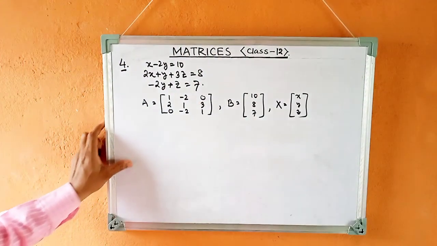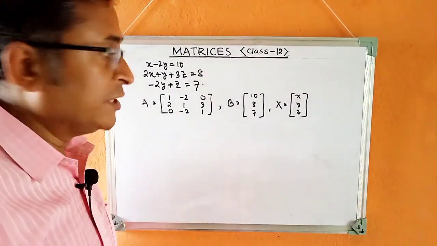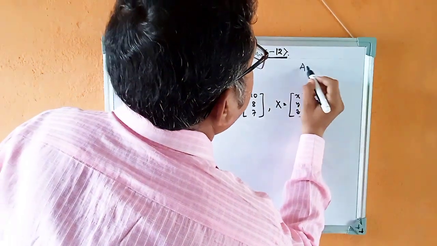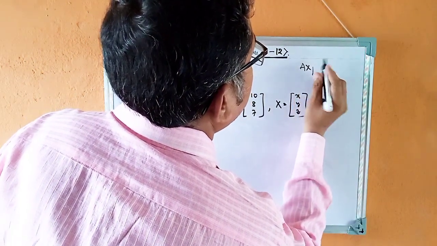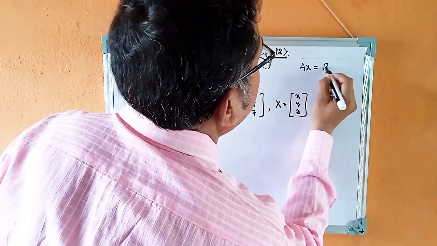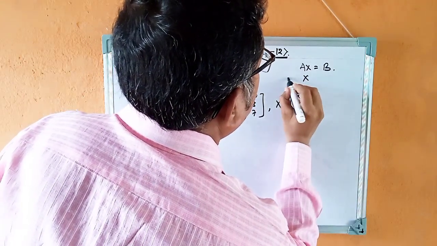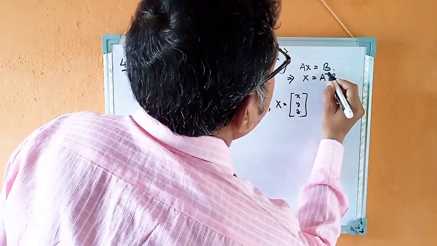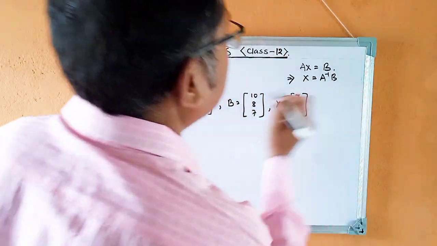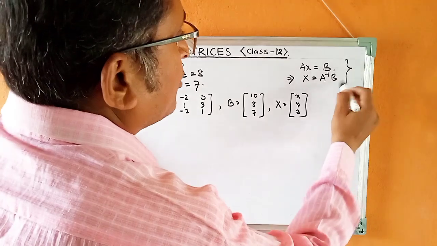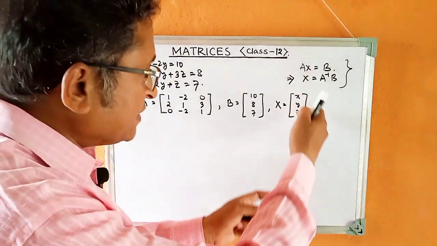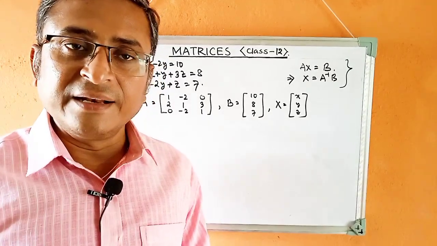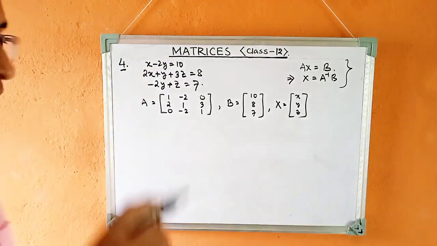Okay, now listen carefully, the formula is AX equal to B, that is A into X is equal to B, or X is equal to A inverse into B. That is the way we find the values of the variables x, y, z by using the matrix method, other name is Cramer's rule. Okay, see how to find.